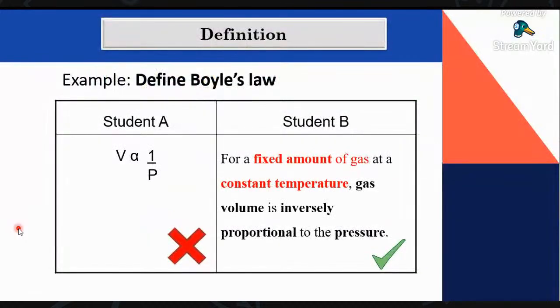So let's look at some of the mistakes students make under chapter 5. The first question is on defining Boyle's law. If student A gives me an answer like this, it won't be accepted. I would mark it wrong. Student B, writing full sentences with the correct terms, will be awarded the mark. This is for understanding purposes. Yes, this is correct, but not for definition. For definition, make sure to use the correct key terms and write a complete sentence. That's very important. Even 1 mark is very important in your exam.